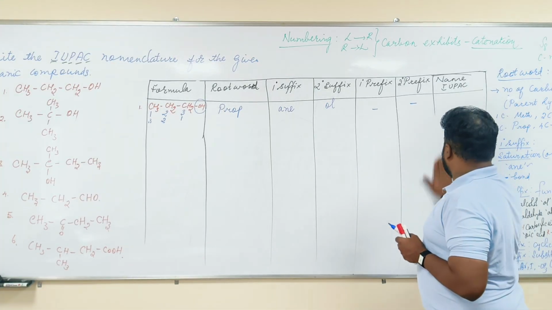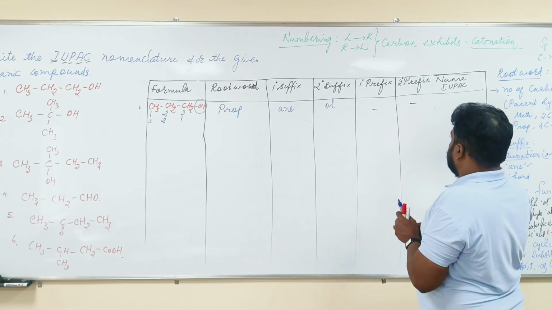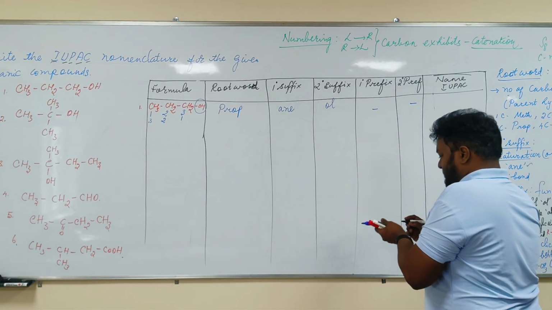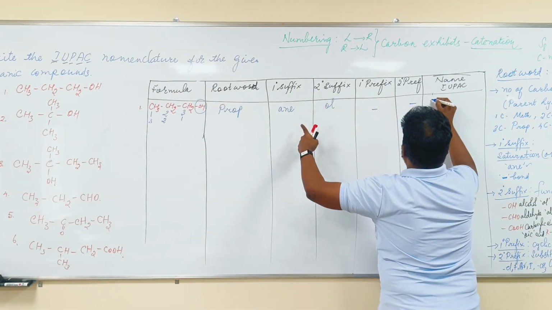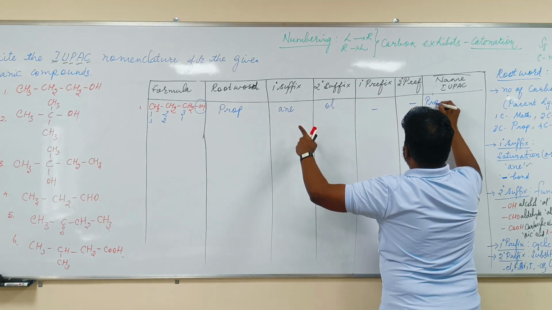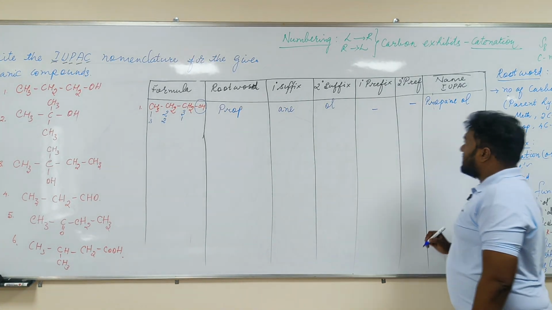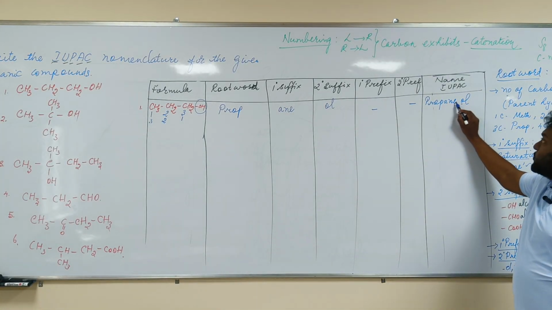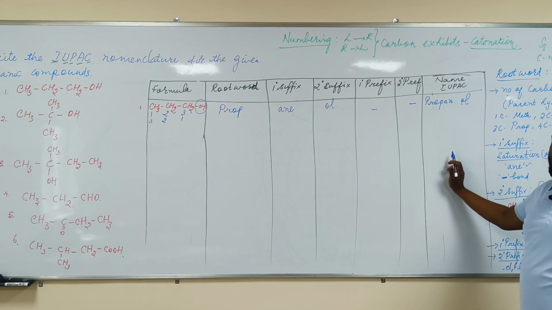How to write the IUPAC name of this compound? You see now. The IUPAC name of this compound: we will add everything together and we will write prop, an, OL. Isn't it? Now see, this is also a vowel and this is also a vowel. So two vowels cannot be present at the same time. So therefore, the terminal vowel is getting removed. Propanol I have given.